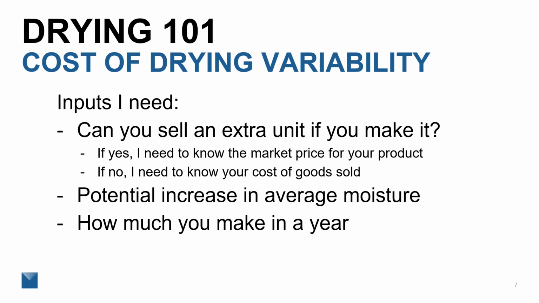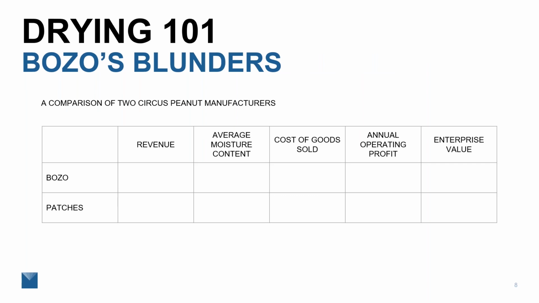Would you believe me if I said that for a relatively small food processor, drying process success can be worth between $6 and $9 million? Let's compare two companies that make circus peanuts. Patches runs a consistent process, but Bozo does not.